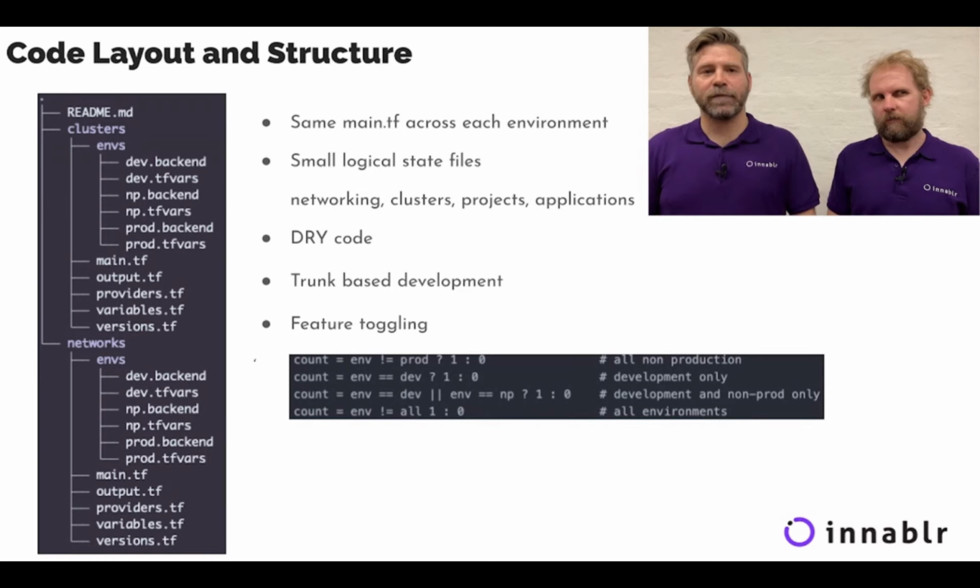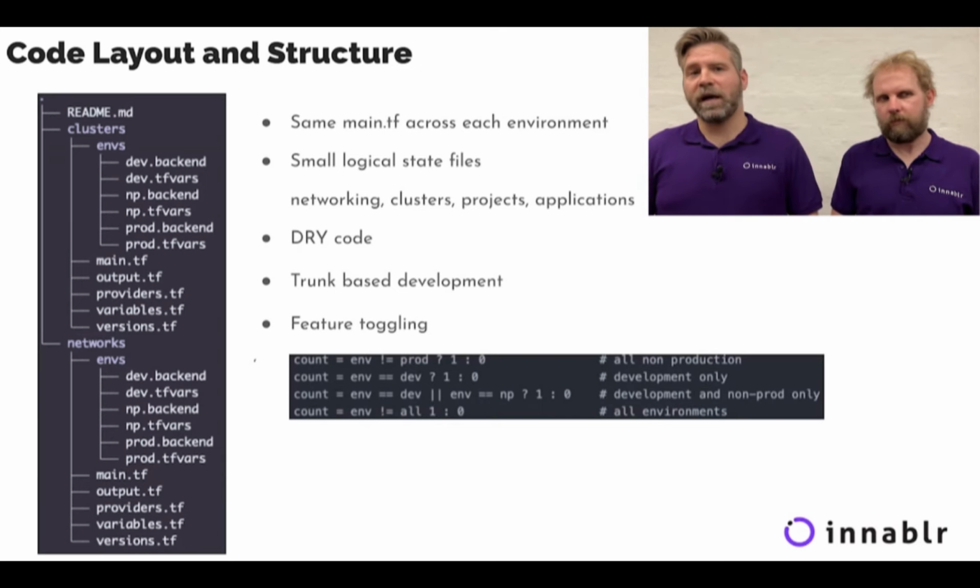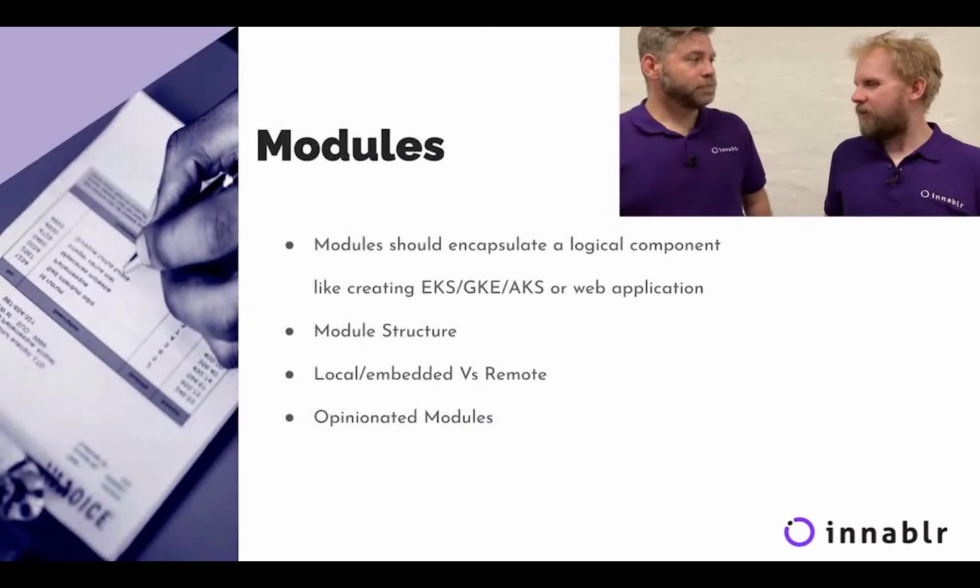Finally, if you need, and this is only if you need, I wouldn't suggest doing this all the time, but you can do feature toggling. Now, feature toggling, if you wanted to poke out something in dev and then potentially progress it through each environment because you want to be a bit cautious, you can use feature toggling. There's a bit of a code snippet there which just uses the count function with a ternary and an environment variable to do that.